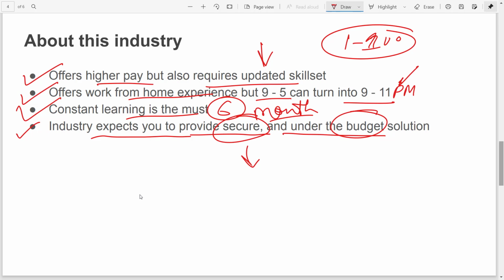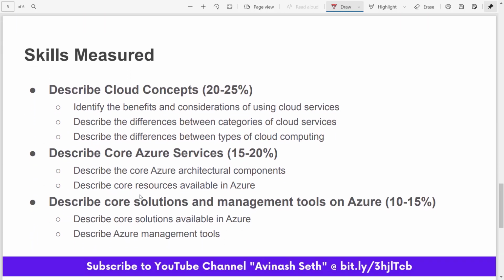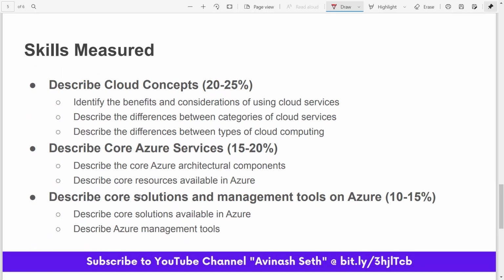Okay, now let's start focusing on what are the skills which are measured in this particular examination. So the first thing Microsoft Azure, actually this examination asks you, is cloud concepts. So they ask you to identify the benefits and consideration of using cloud services. So that is first thing. Again, this comes under describe the cloud concepts: the difference between categories of cloud computing services, and the difference between types of cloud computing.